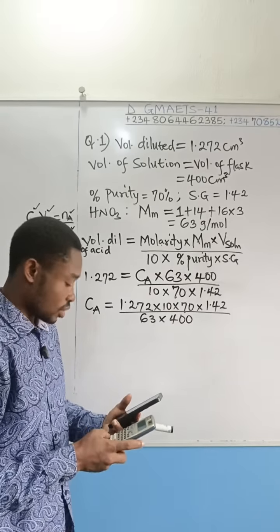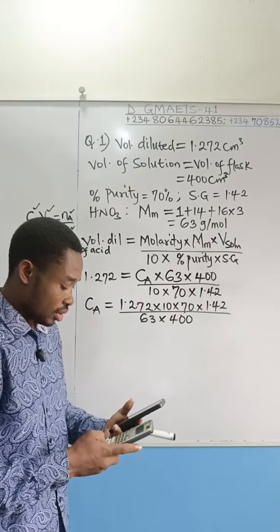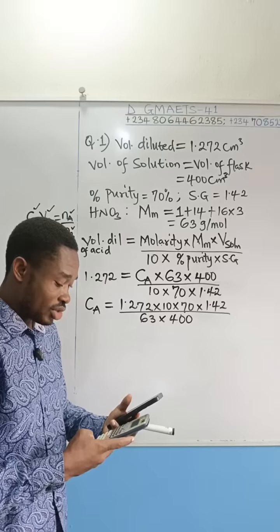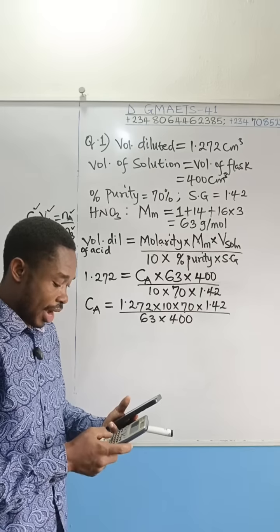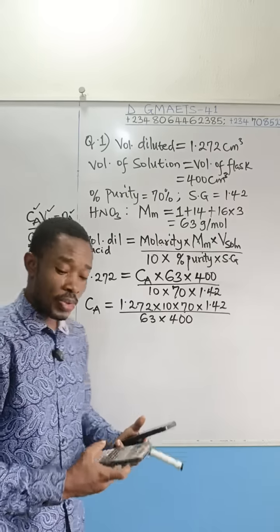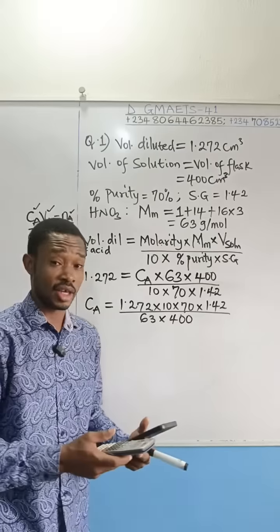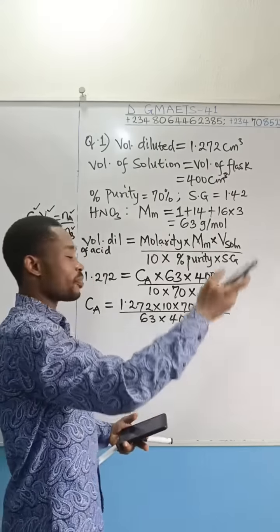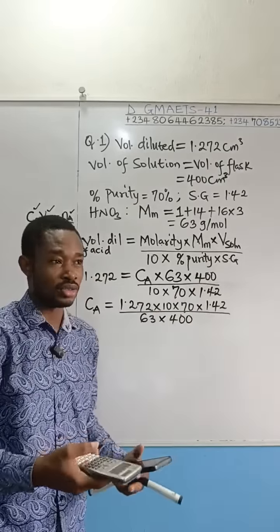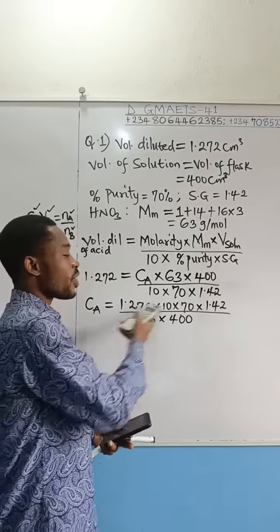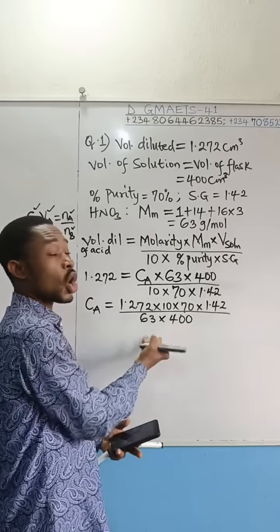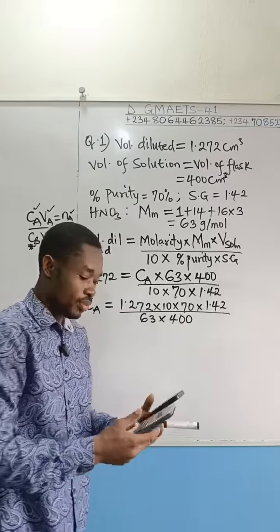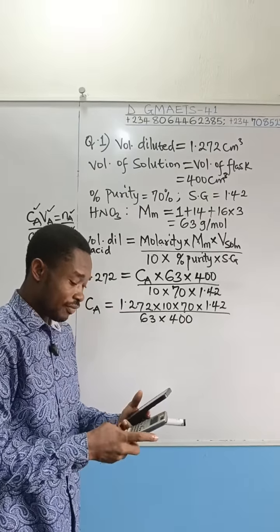1.272 times 10 times 70 multiplied by 1.42, and then we divide this term by an open bracket. If you want to press the denominator at once, you need to put it in brackets, otherwise your calculator will deceive you. Don't press this and then press divide 63 times 400 straight. You press the numerator, and you want to divide by a product, summation or difference of something in the denominator, please always put that denominator in brackets. So 63 times 400.